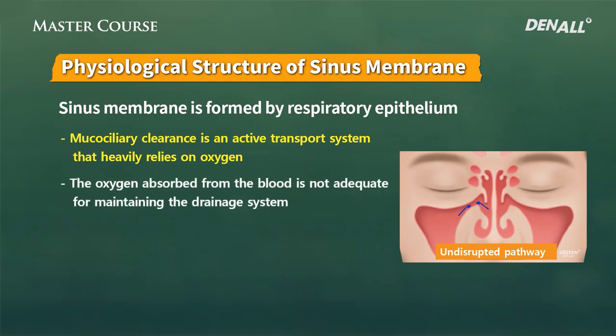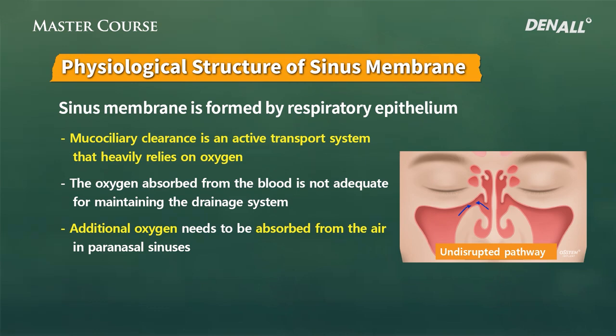That means the blood vessels in the maxillary sinus mucosa are minimal. For mucociliary clearance, oxygen plays an important role, but the oxygen from the blood vessels of the membrane in the sinus mucosa is very limited. Then, for maintaining the mucociliary clearance, where do we get the oxygen? The additional oxygen needs to be absorbed from the air in the paranasal sinuses.